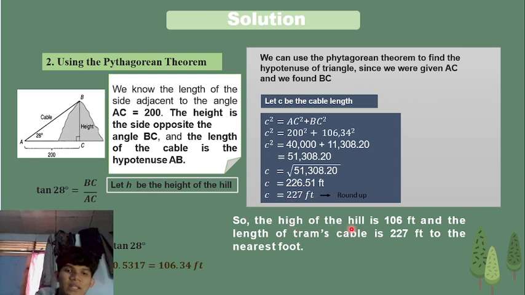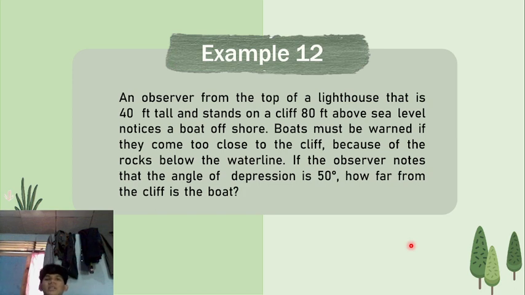So the height of the hill is 106 feet, and the length of the tram's cable is 227 feet to the nearest foot. Okay, the last example is example 12.